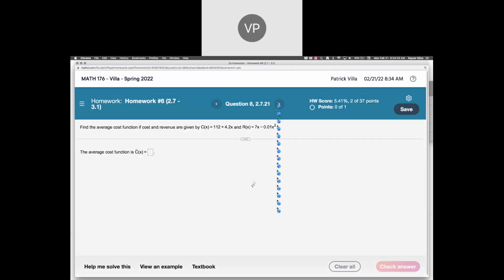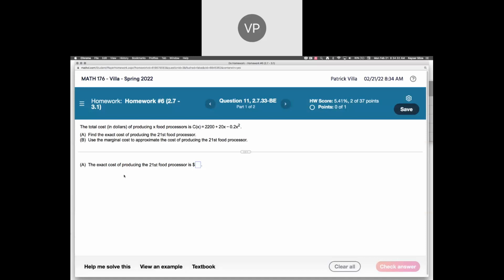And let's see what number 11 is all about. Okay, on this one, find the total cost in producing x food processors if C of x is all this. Okay, so first, find the exact cost of producing the 21st food processor. So remember what we're doing here. When they want to find the exact one, we're not talking about that. We want to see what is C of 21. So I plug that into my original equation.